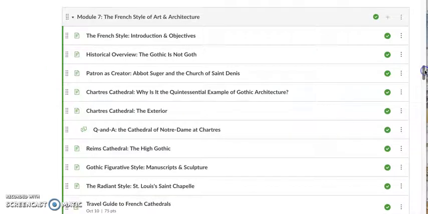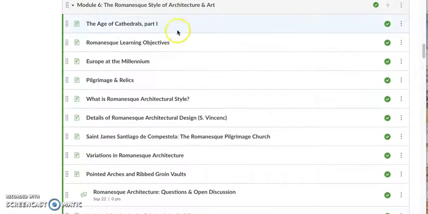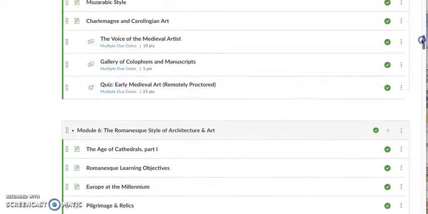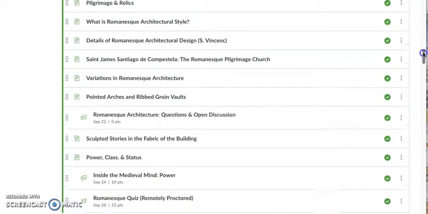and architecture. Now, in terms of the architectural development, this is a story that's continuous, and yet there's a transformation. So everything you learned here in the Age of Cathedrals Part 1, in terms of pilgrimage and relics, in terms of architecture, pointed arches, ribbed groin vaults, all of that continues to be really important.